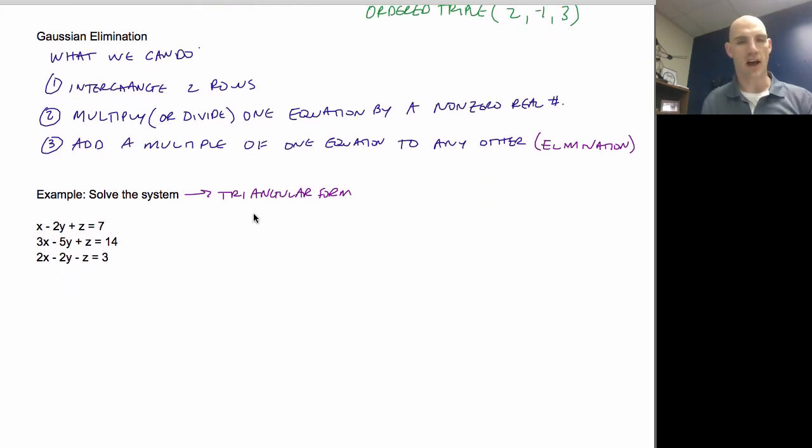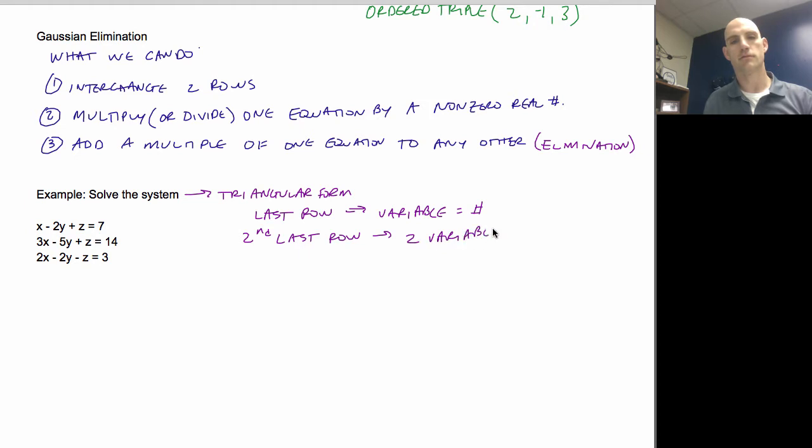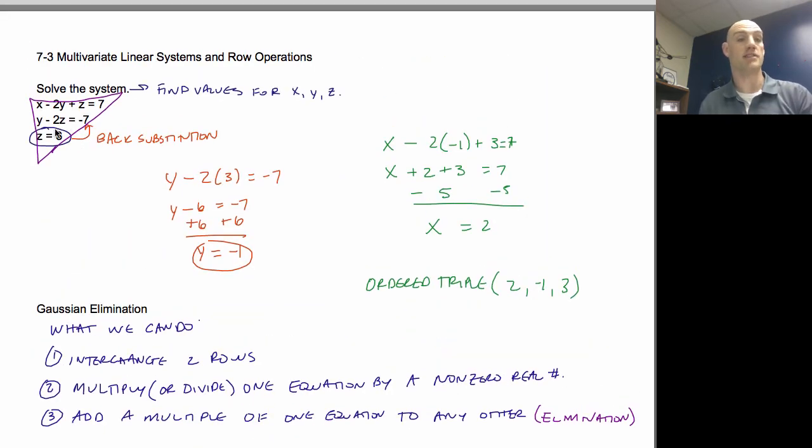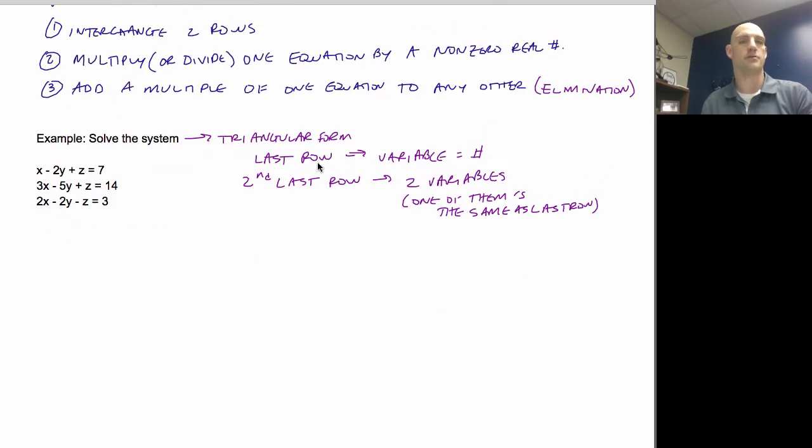And so triangular form is going to have the last row is a variable equals a number. The second to last row, two variables, and one of them is the same as the last row. That's very important. Like in this equation up here, I had z equals 3, and in my second to last row, one of them was z. That's why back substitution worked.